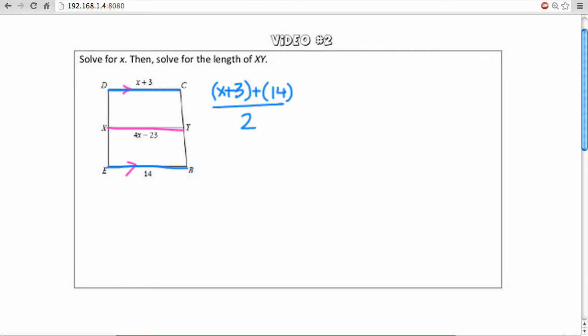Now this is supposed to be equal to the length of the midsegment, so it's XY. Now the length of XY is an expression that's given as 4x minus 23. Now here's where we have to do a little bit of algebra. We want to combine terms and we want to solve for the value of x. So what I'm going to first look at is combining terms up top. We've got 3 plus 14, that gives us 17 up top. We have a denominator of 2.